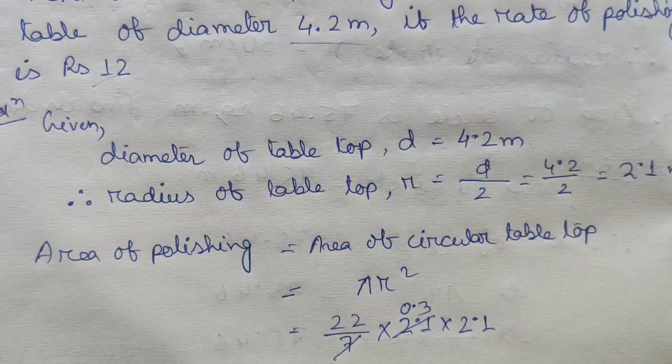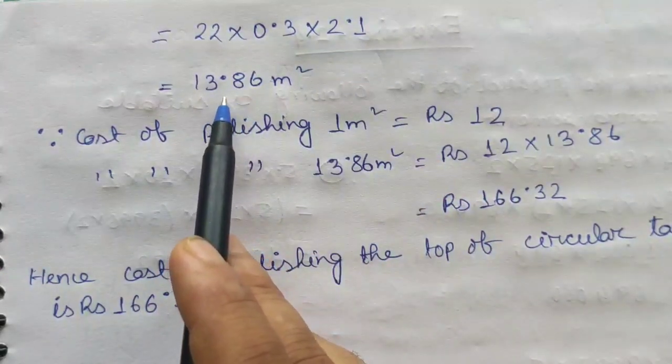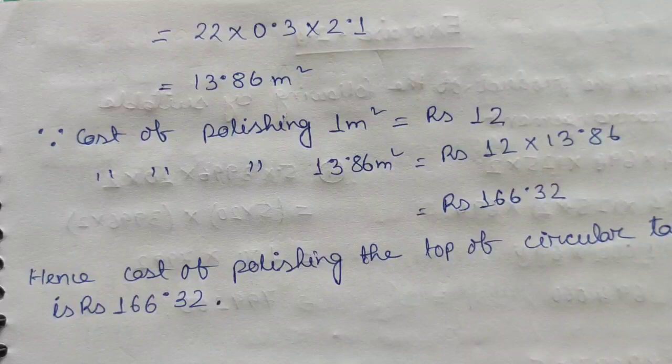So our next line will be what? 22 into 0.3 into 2.1. So now if you multiply this, we will get what? 13.86 meter square. That means the area of the table is how much? It is 13.86 meter square, right?